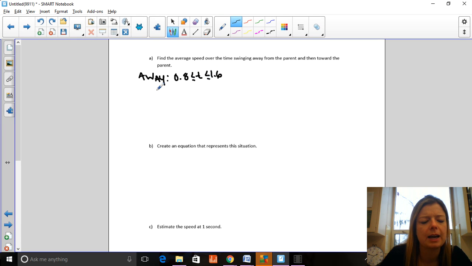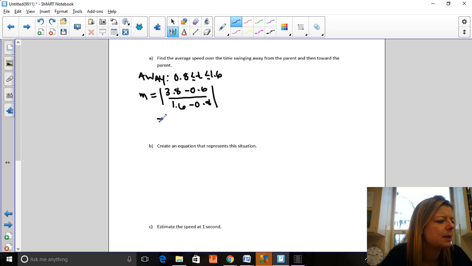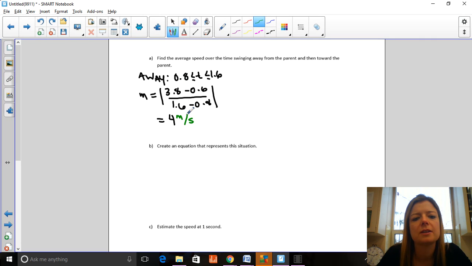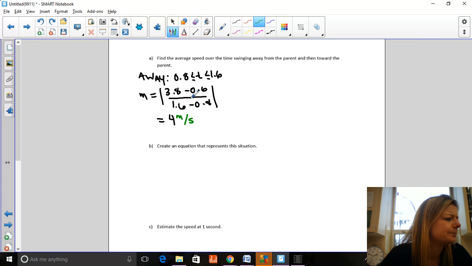So there's that. So then the slope is just the absolute value of the change in the y values. So that's 3.8 minus 0.6 meters away divided by 1.6 minus 0.8. So that speed then is 4. When we're using the units, we would put meters per second because it's meters on the top, the change in the meters divided by the change in the seconds. So as it's going away, the speed is 4 meters per second.